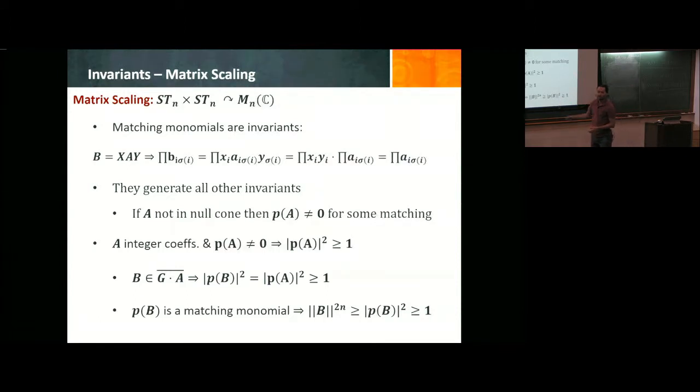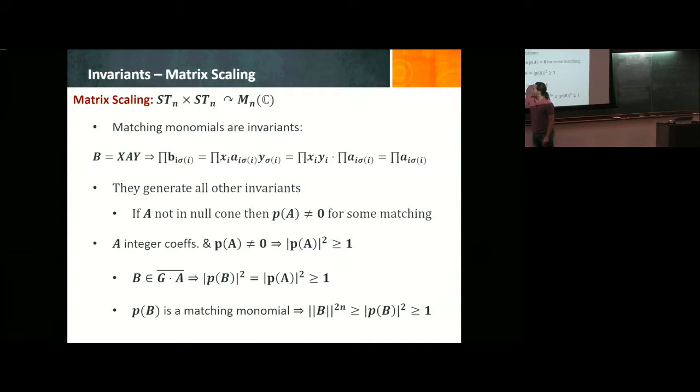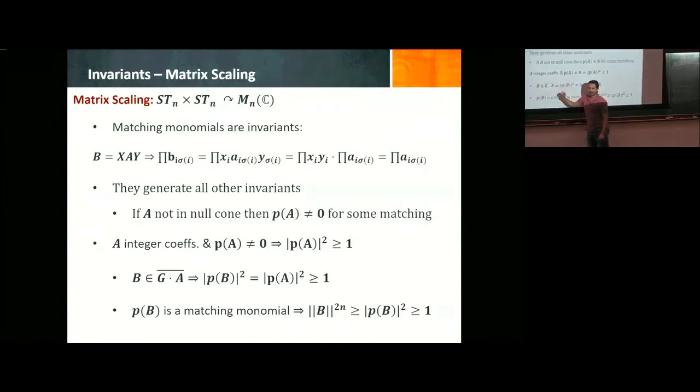Yeah, so sorry, G A bar means the orbit closure. G is my group acting on my vector, and this is the orbit. Ankit represented this as O of A, so this is a different representation.